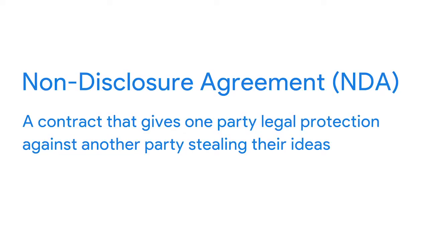The second tool helps protect your own data and your company's data. This is called a non-disclosure agreement, or an NDA. A non-disclosure agreement is a contract that gives one party legal protection against another party stealing their ideas. When you have your research participants test out a new product or new feature, you're letting them experience something before it's public. This puts you at risk of having your idea stolen.